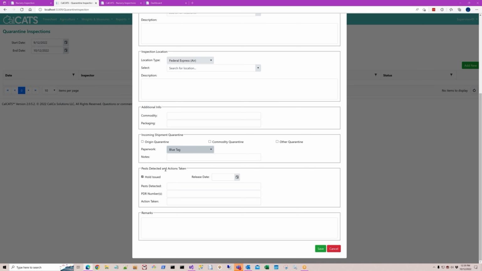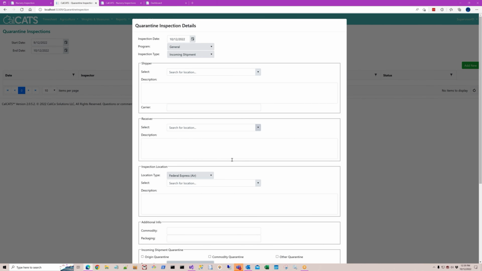And then again, if you find some problem with the incoming package, did you hold it? What pests were detected, and so forth. This data will feed to report 4A for the incoming. The mapping of this information to the various forms, right?